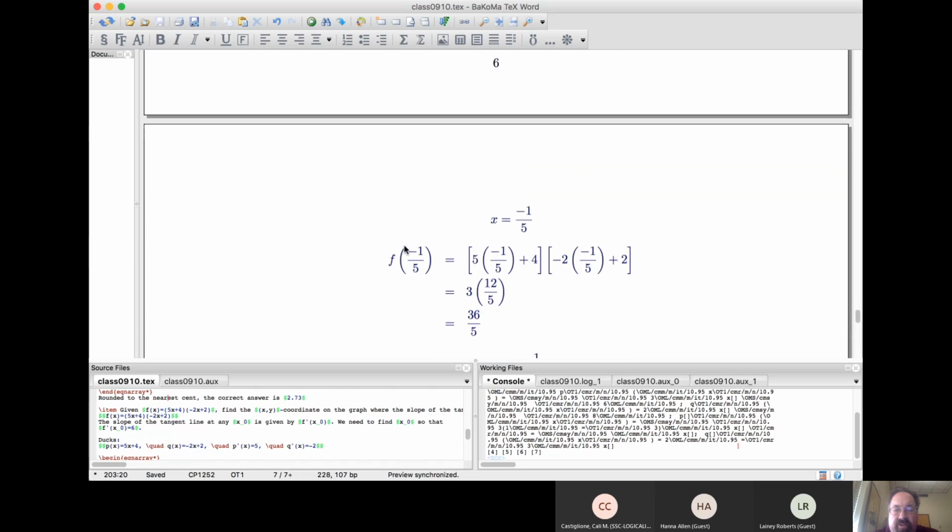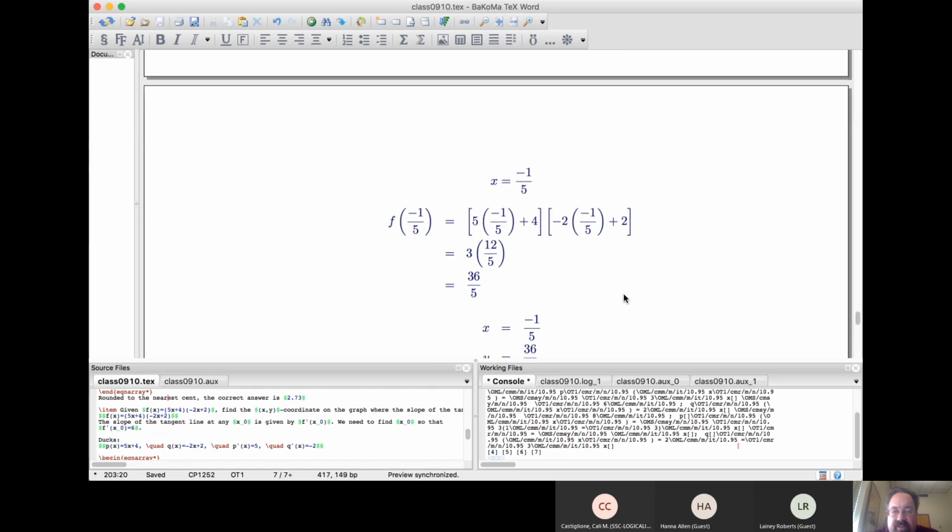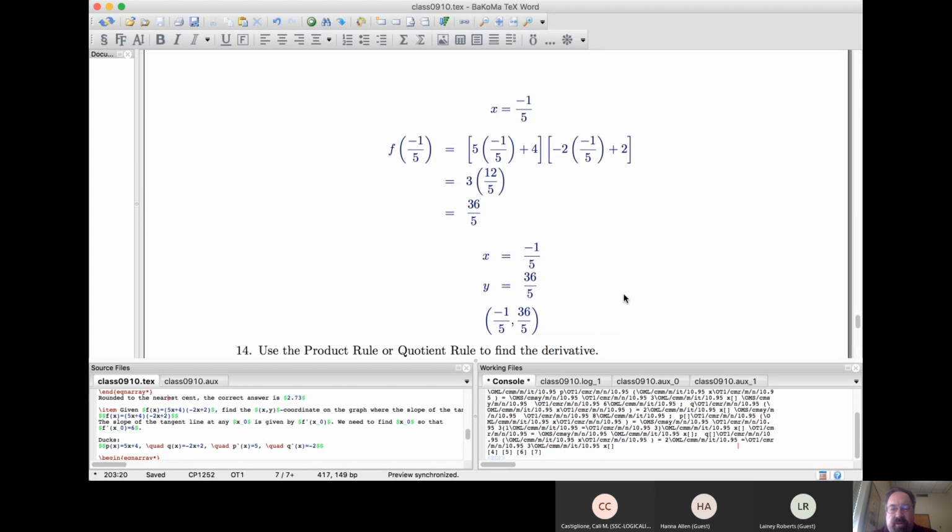And that's what's done down here. So f, not f prime, f at minus 1/5. And we work all that out and get 36 over 5. So described as an ordered pair, these are the x and y coordinates of that one point on the graph of f where the tangent line has a slope of 6.